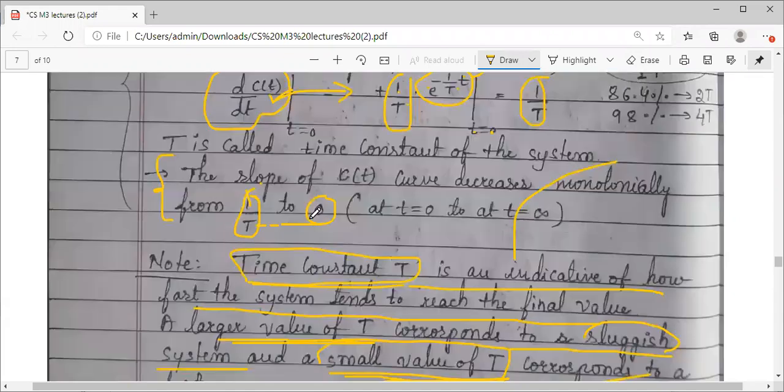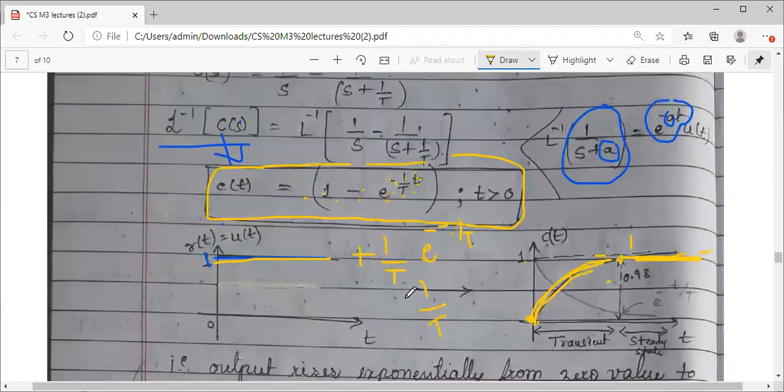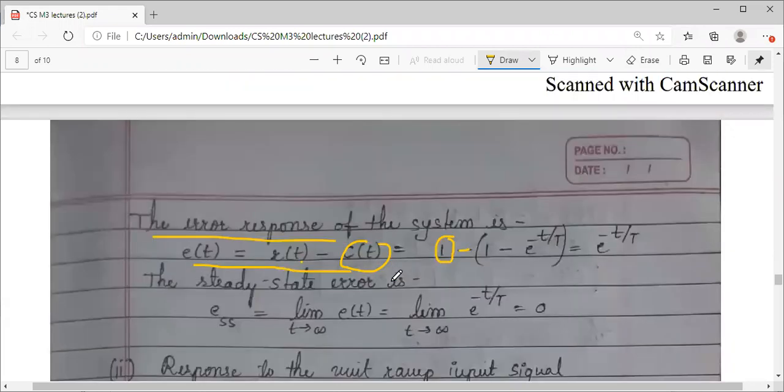Output just now we have calculated, C of t, applying the inverse. See, here we have got the output. C of t is equal to 1 minus exponential term. So take the difference, just subtract them. You can take 1 minus of this. So if you open the bracket, these ones cancel, minus into minus plus. So you'll get only the exponential term. So this is your error signal.